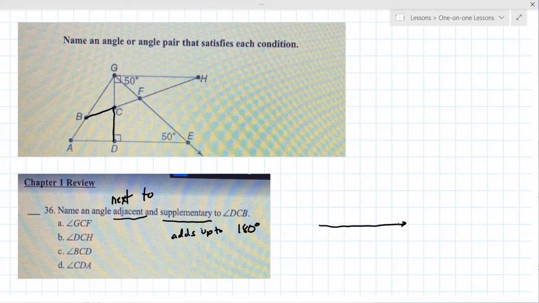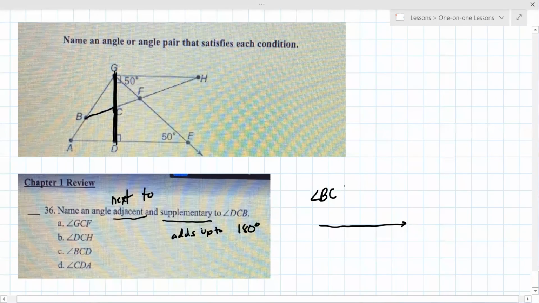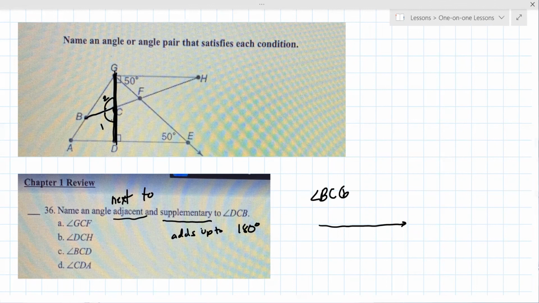Do you see something that's a straight line? For example, there are several options here. Do you see how D, C, and G are on the same line? So there's another angle, B to C to G. This one and this one are supplementary. And actually, that one, B, C, G, is not given.